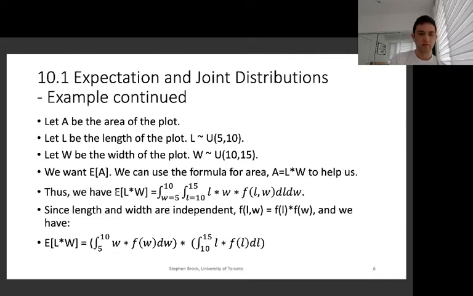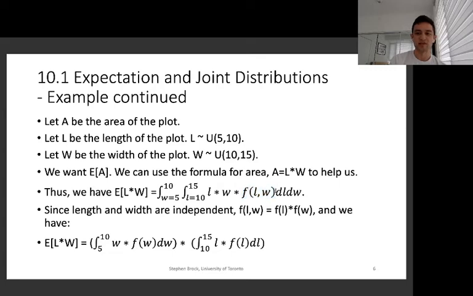So we have that the expected value of length times width is equal to, we have the formula for expected value, right? So we can just plug in the formula. I'm going to explain to you the parts of it, right? So we have length times width times this f of L comma W. And this here is called the joint probability density function.